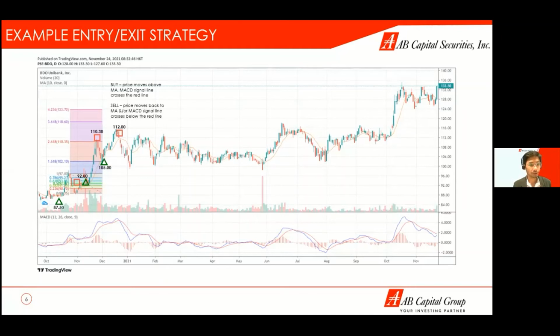So here, the first buy would be when the price moved above the MA, right here on the very left at 87.50. When the price moved above the moving average, that means it's reverting from downtrend or sideways. It's moving to an uptrend phase. So that's the beginning of your uptrend, which would trigger a buying from the trend trader.